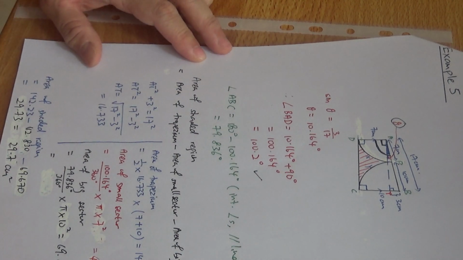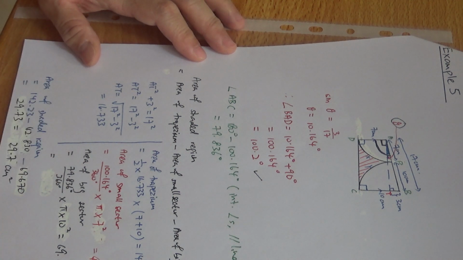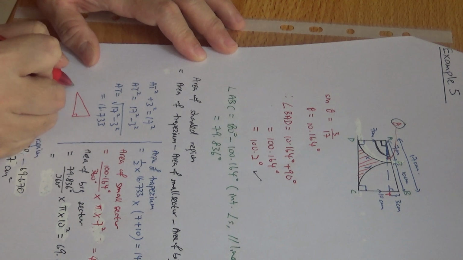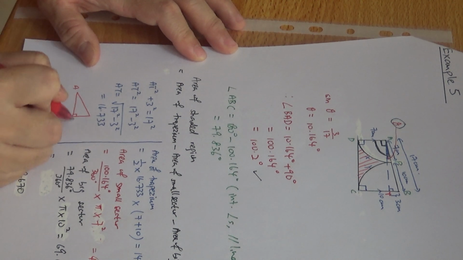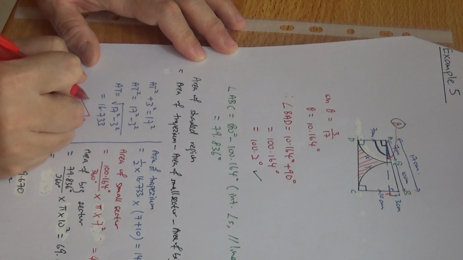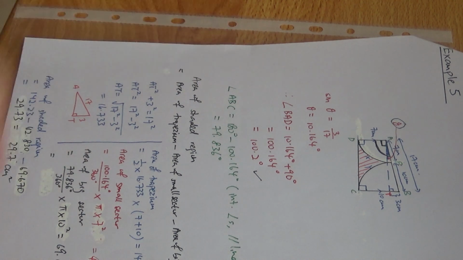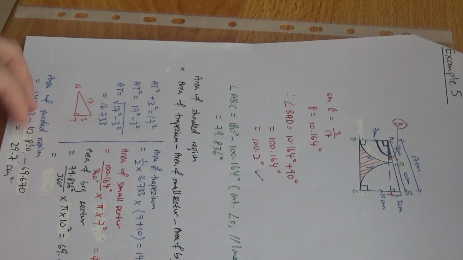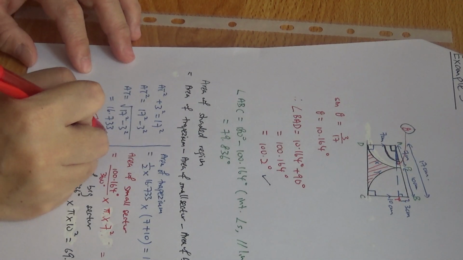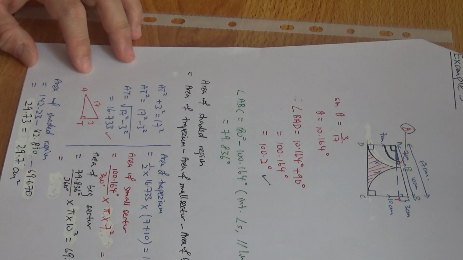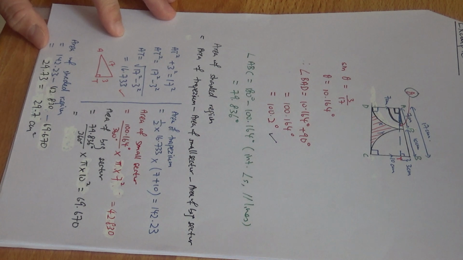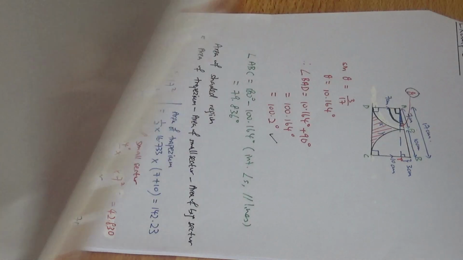Now I'm going to sketch the diagram here for you. This is your AT, this is 3 cm, and this is 17 cm. By Pythagoras' theorem, I'll be able to get AT as 16.733 cm.